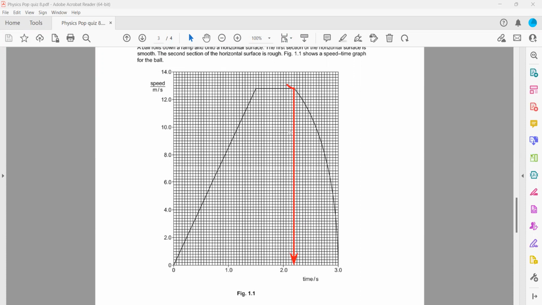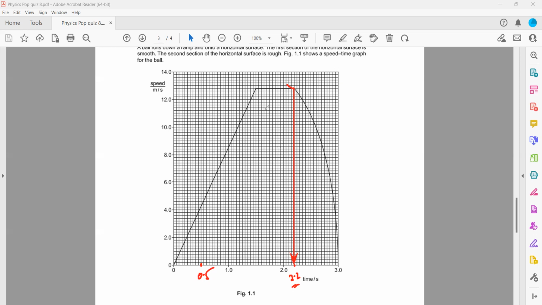And as you can see, 10 boxes equal 0.5. So 1, 2, 3, 4, 5, 6, 7, 8, 9, and 10. This is 10. So 10 boxes equal 0.5. So each box is 0.05. So this will be 2.05, this will be 2.1, 2.15, and this will be 2.2.